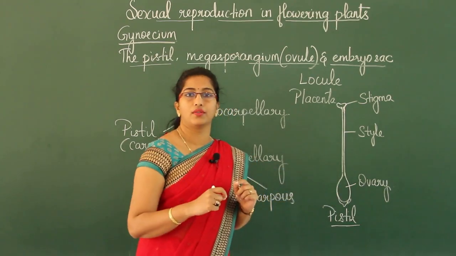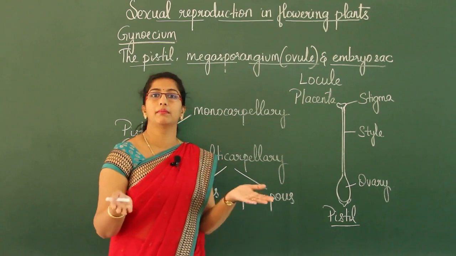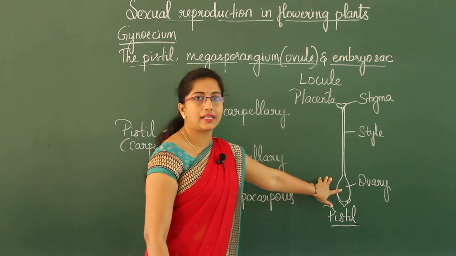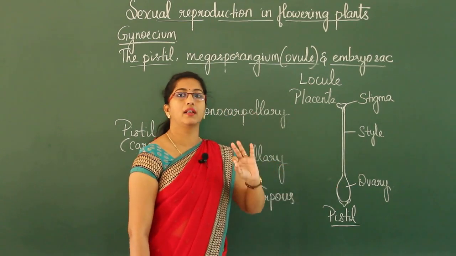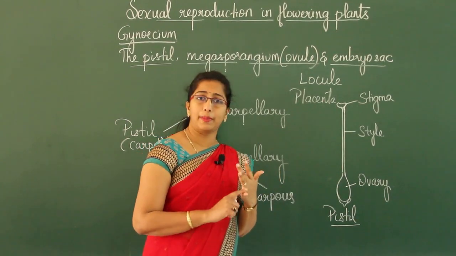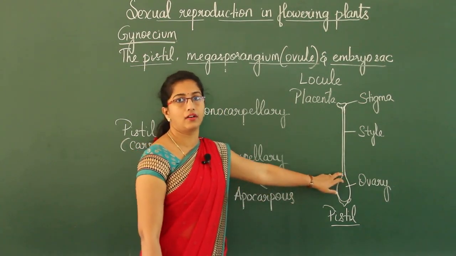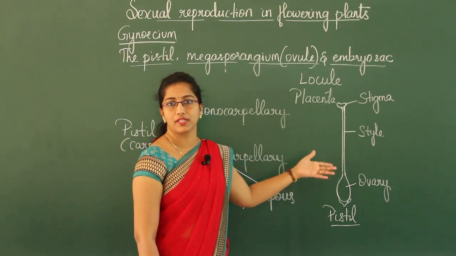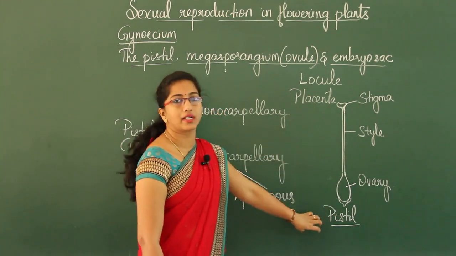About this ovule, you should know that it may be only one in number or it may be many, depending on the species. Only one ovule inside the ovary, for example wheat and rice, which have a single ovule inside the ovary. Other examples like papaya and watermelon have more than one ovule inside the ovary. So the ovule may be one or many depending on the species. That is about the structure of a pistil.